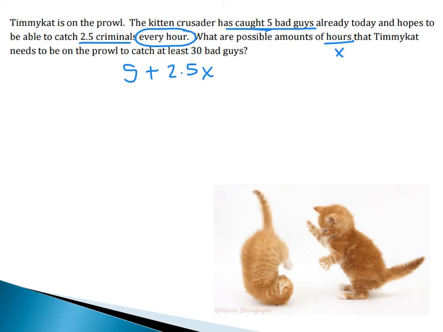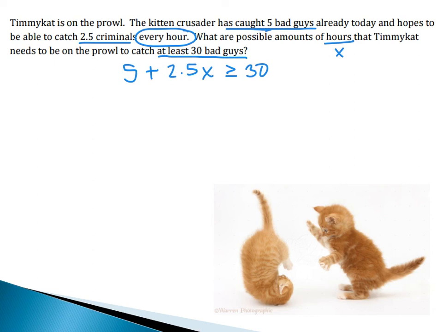And what Timmy Cat hopes is he hopes to catch at least 30 bad guys. So think about this, at least 30 bad guys. Does he want to catch less than 30? No. Does he want to catch 30? Well, that would be good. And does he want to catch more than 30? Of course he does. So he wants to catch greater than or equal to 30. So the amount that he wants to catch must be equal to or greater than.